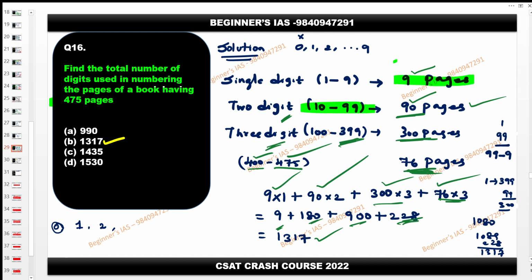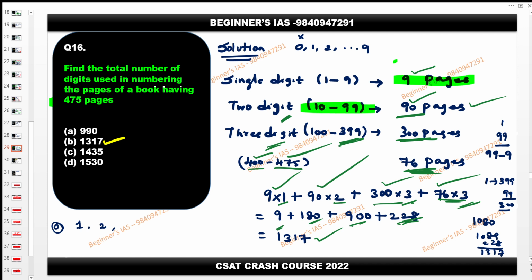See, take a book, there are numbers printed on the page. The 3 digit numbers start from 100, and we need to go up to 475. So 100 up to 399, there are 300 pages numbered with 3 digits. Then from 400 to 475, 76 pages are numbered. The question is, how many such digits are there? So why are we multiplying 1 here, 2 here, 3 here, and 3 here? That is the doubt.